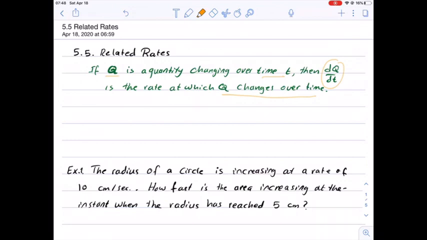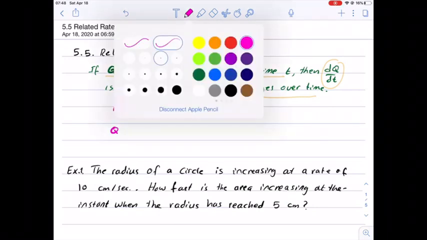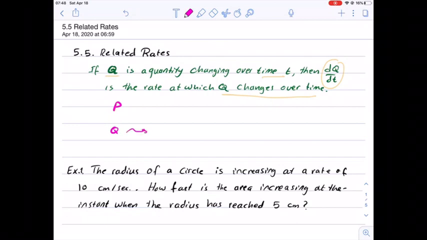And in many applications, we are given two or more quantities. For example, we may be given the two quantities P and Q, and we know the derivative of P with respect to t, so that means the rate of change of the quantity P with respect to time t is given, and we want to find dQ over dt, the other rate of change.